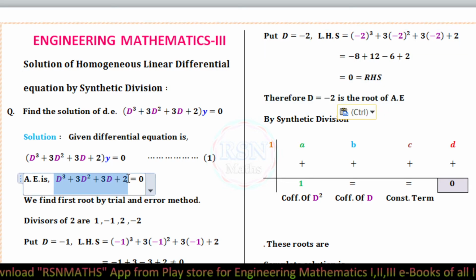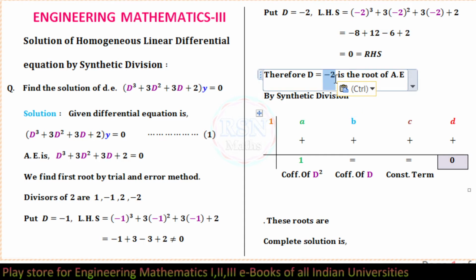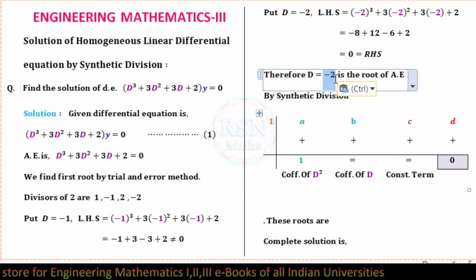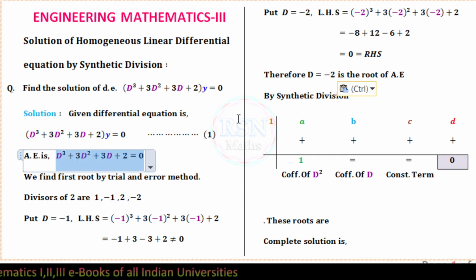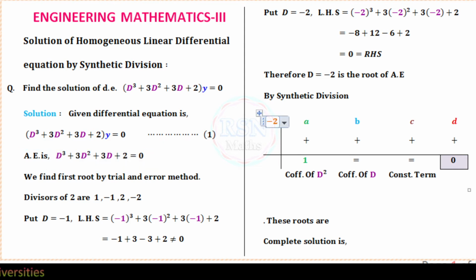Okay, so by synthetic division related to D equal to -2, we are getting left hand side equal to right hand side. So here we have to take the value of D as -2. Now first rearrange this polynomial in decreasing order of D, but already this is in decreasing order.